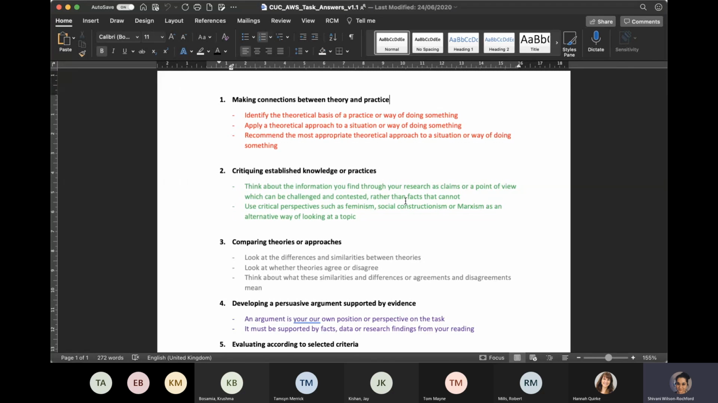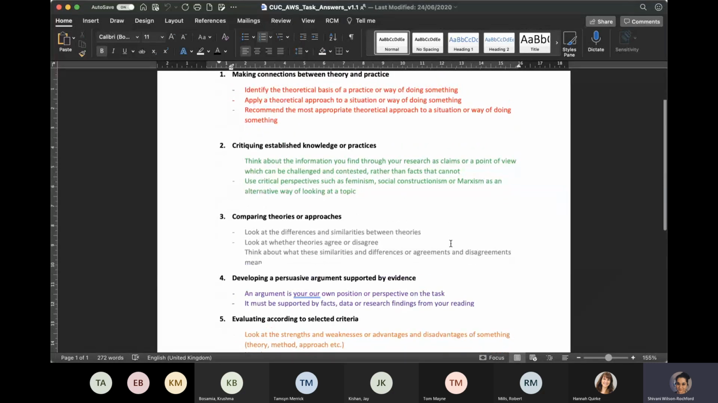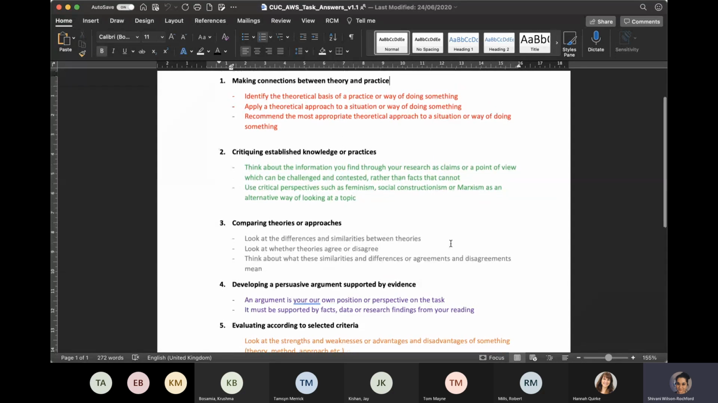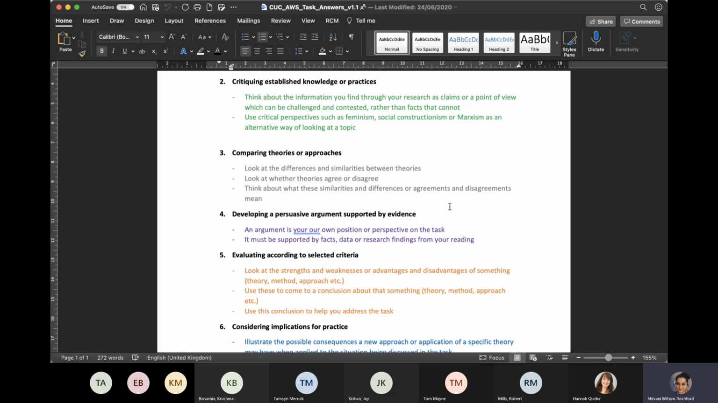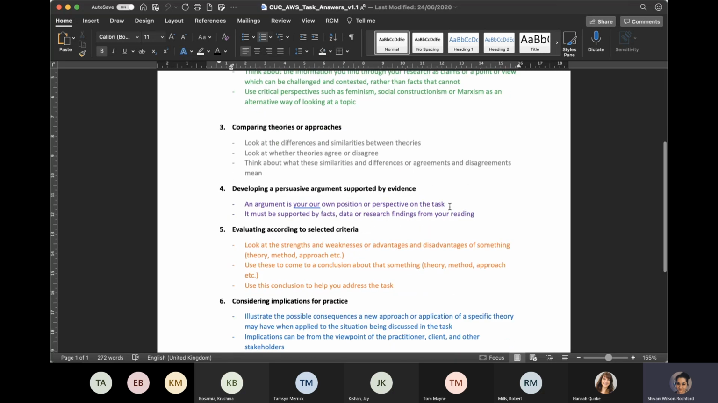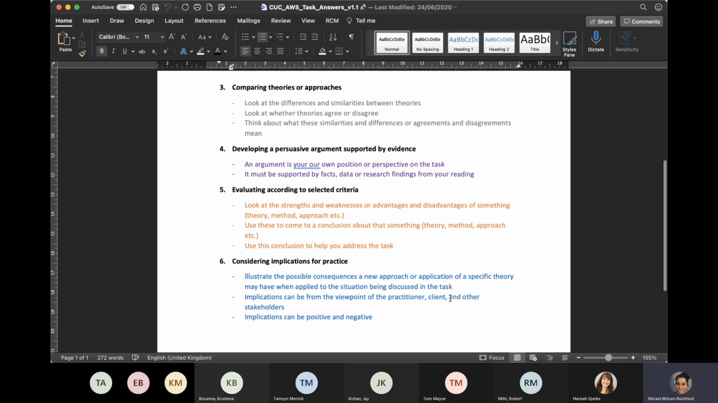Okay, so we've got here the matched elements to the definitions. Making connections between theory and practice: this idea of applying a theoretical approach to something, so basically theory and application. Critiquing established knowledge or practices: taking a particular perspective on a concept or a topic. Comparing theories or approaches: looking at similarities or differences.